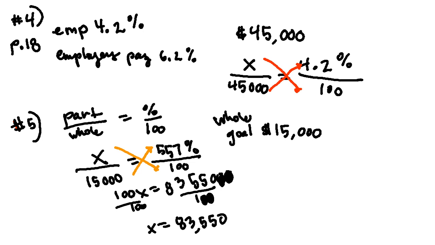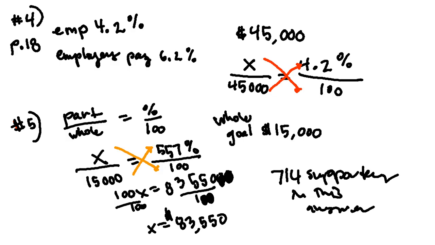So they raised way more than they were trying to raise, lots more. The reason it's higher is because 557% is more than 100. So they did more than they expected. The fact that 714 supporters is not used in this problem, or I should say in this answer. So that's not pertinent to this information. Okay, let's go to another page.